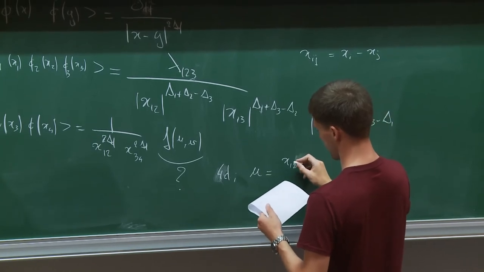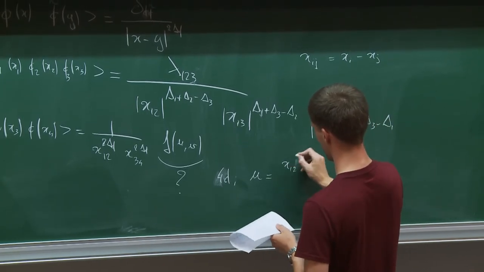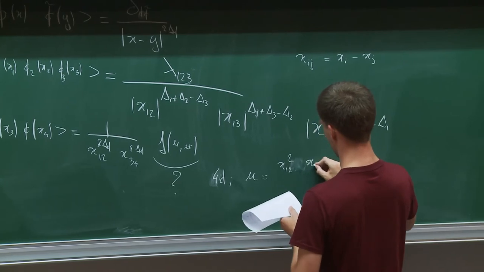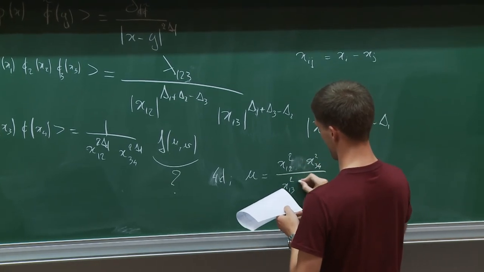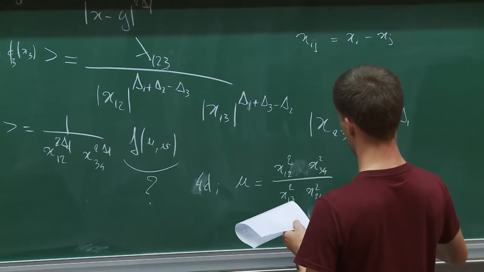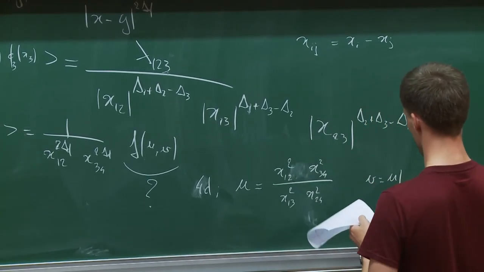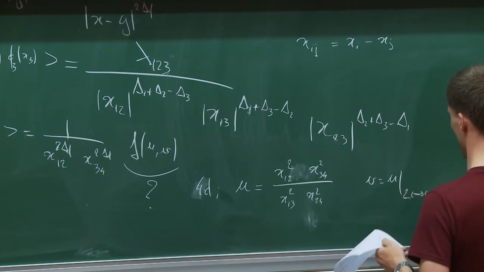So, x12, conformal cross ratios: u = x12 squared x34 squared, divided by x13 squared x24 squared, and v is the same as u, where you exchange 2 and 4.